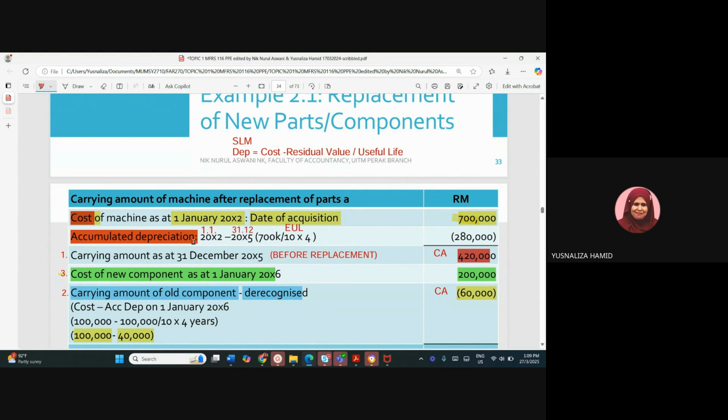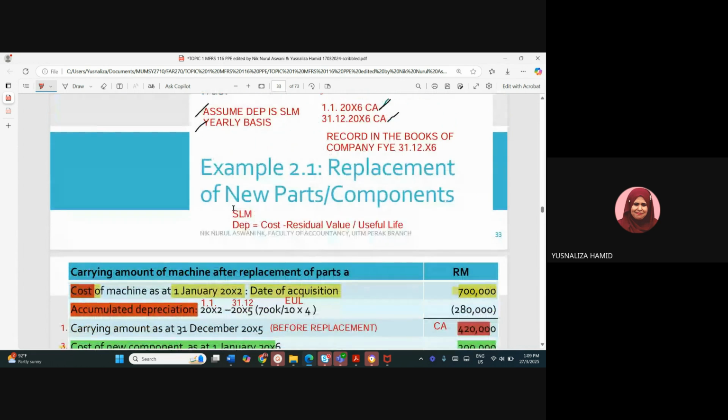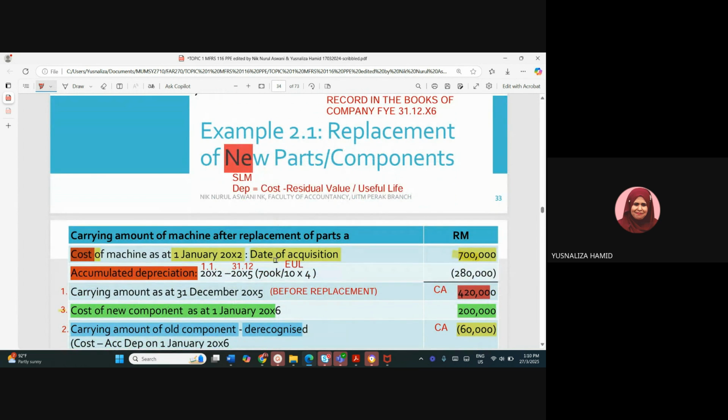Then you need to go and find out the accumulated depreciation from that date of purchase, which is 1st of January 20x2, up until 31st of December 20x5, which is before the date of replacement on 1st of January 20x6. So to calculate that, recall what you learned in FAR210. Under straight line method, the depreciation is calculated by taking cost minus residual value divided by the useful life. So since you are given the useful life, there is no residual value. If let's say there is a residual value of 100,000, you need to take 700 minus 100,000. But here there is no residual value. You just take cost minus 0, residual value is 0, divided by 10.